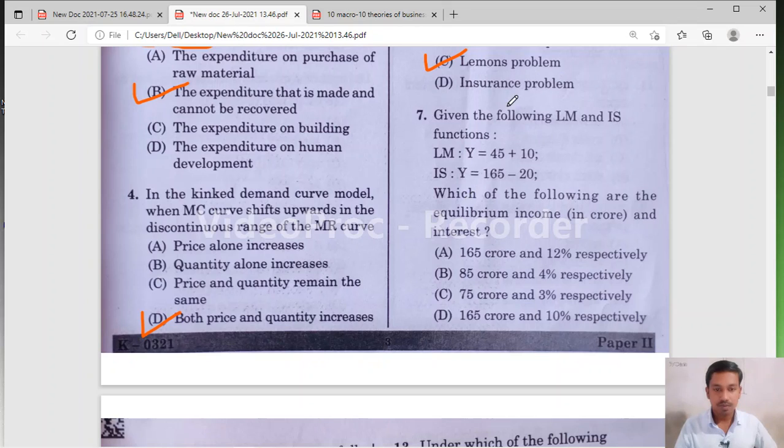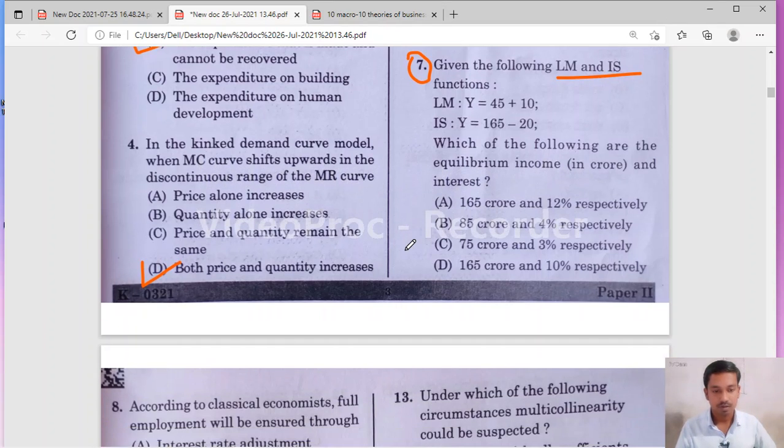Then question number 7, given the following LM and IS function, LM function is 45 plus 10, IS is y is equal to 165 minus 20. Friends, I am having little confusion here, so I did not solve this question. If anyone has solved this question, you can comment the answer in the comment box.